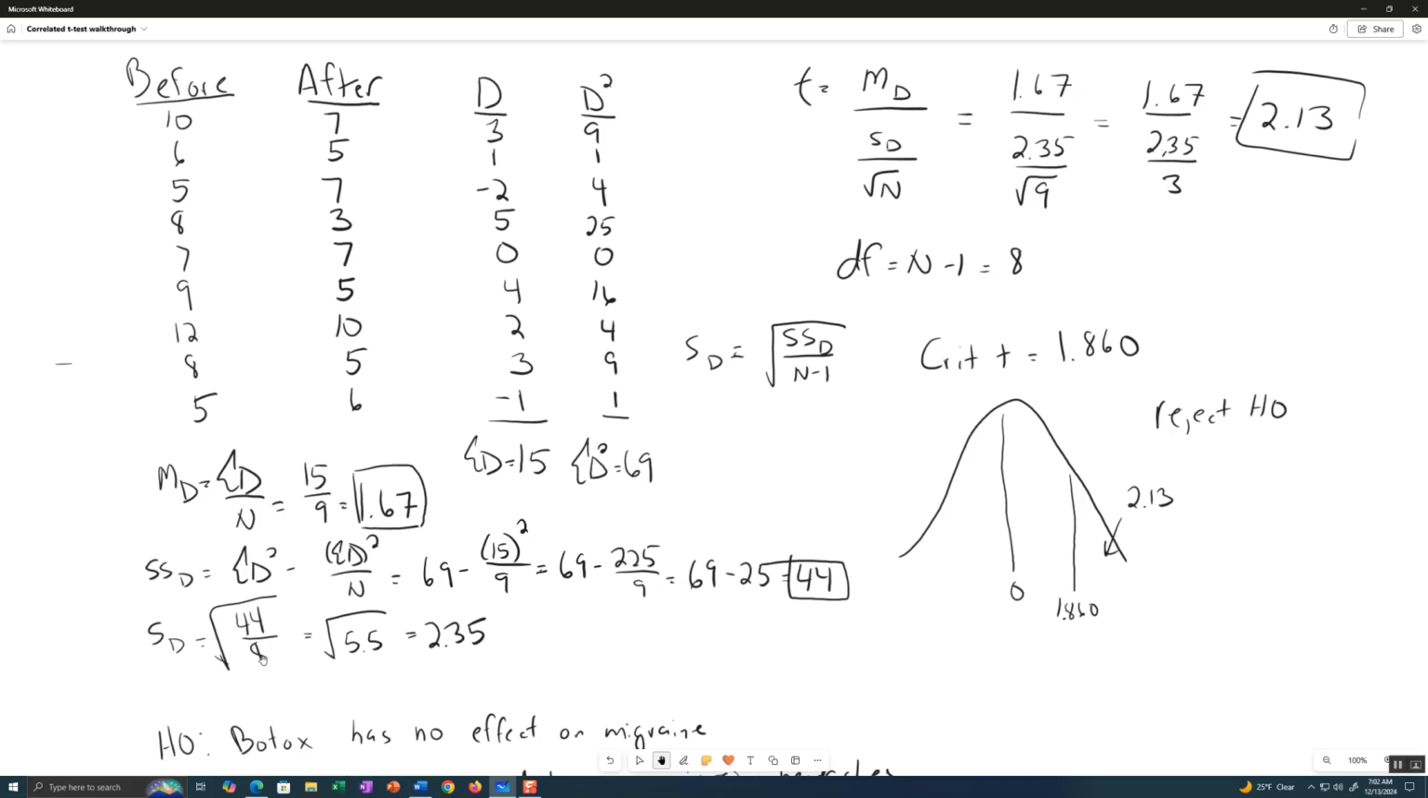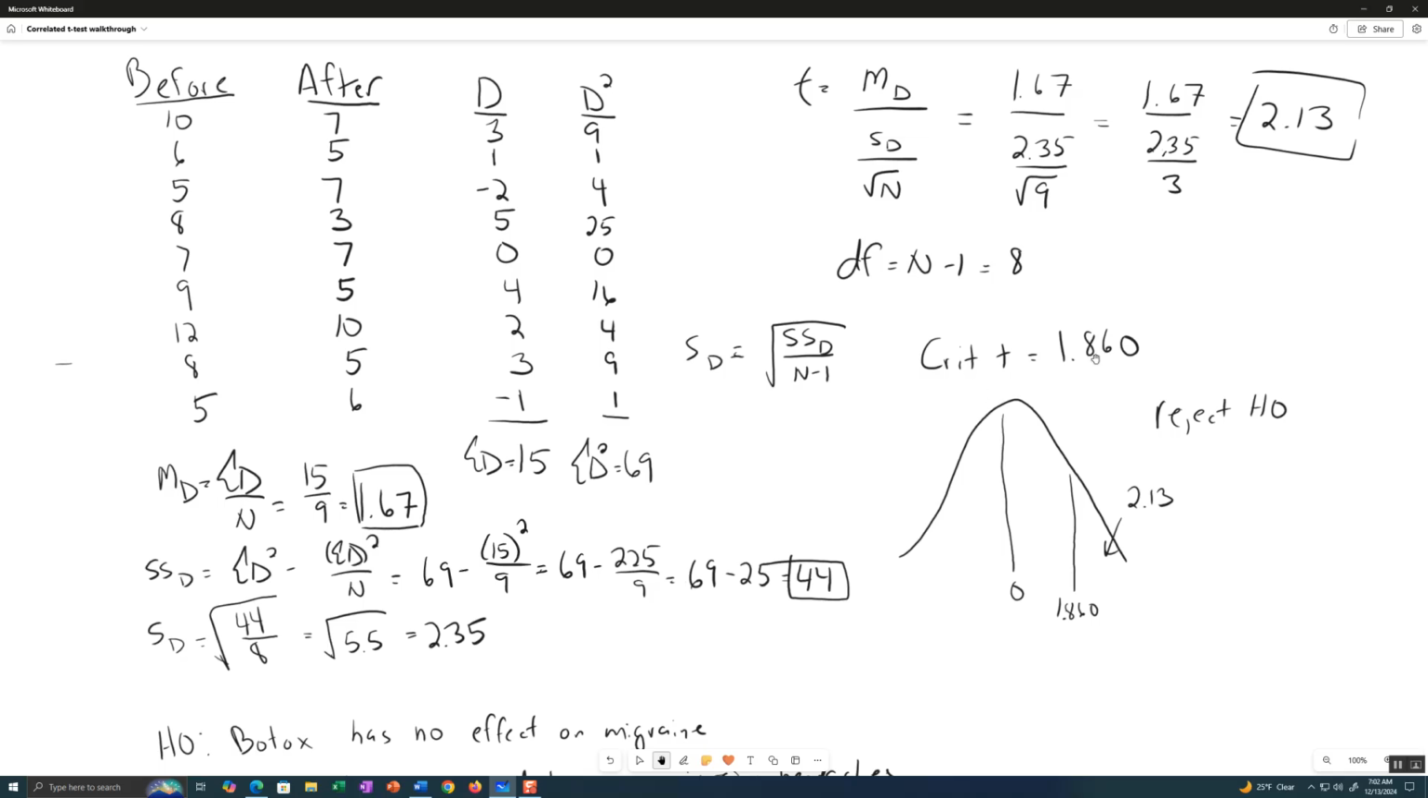I then take that sum of squares divided by n minus 1 to get the variance. So 44 over 8 gives me the variance, but I have to take the square root of that to get the standard deviation. So square root of 44 over 8 eventually gives me 2.35. I then plug all those values into the formula. Mean of D we have here. The standard deviation of D is right here, 2.35. And then the square root of n is the square root of 9, number of pairs of scores. I then simplify that fraction. I get 2.13. I know my degrees of freedom is number of pairs of scores minus 1, which is 8.